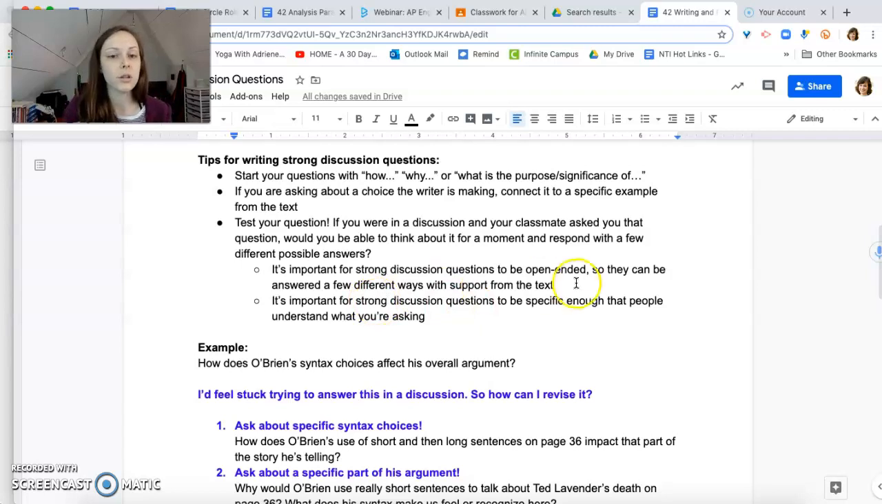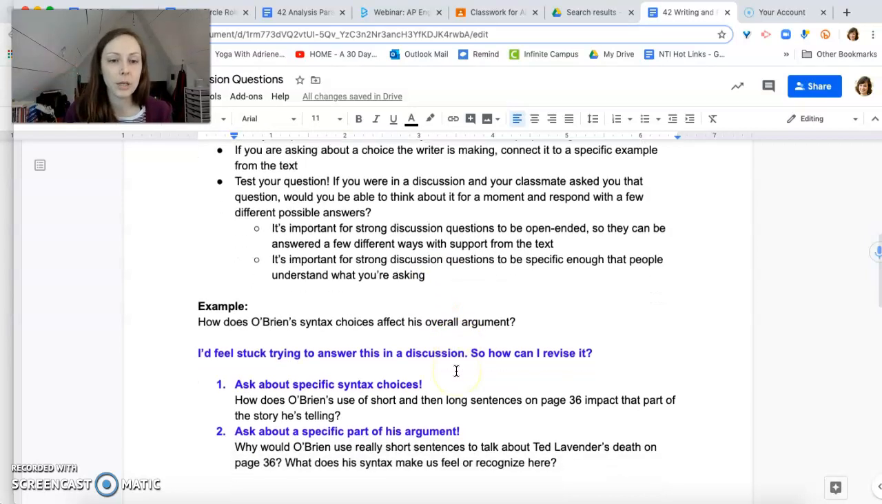So you want a strong discussion question to be open-ended, so it doesn't have like one correct answer, because that's the whole point of interpretation, is that we can go in different directions with it. And then also it's important to be specific enough in your question that people can hear your question and think about it, and maybe say, like, can you ask that one more time? Think about it some more, and then they're able to say something about it.